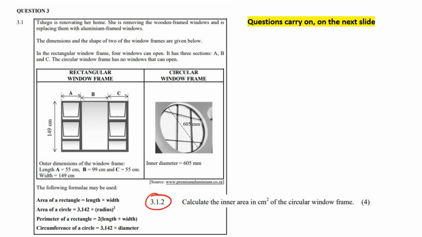This next question says, calculate the inner area in centimeters squared of the circular window frame. Okay, so they want to know, calculate the area of the circular window frame. So they pretty much just want to know, what is this area over here? So it's the area of a circle, which is given to us over here. So let's just write that down. Area of a circle is going to be 3.142 times the radius to the power of 2. Now, they said in centimeters, but this is in millimeters. So we need to first convert the millimeters to centimeters.